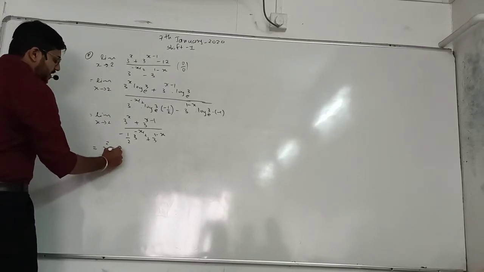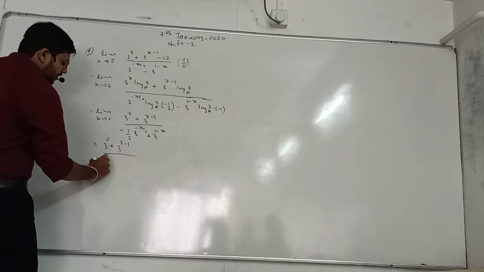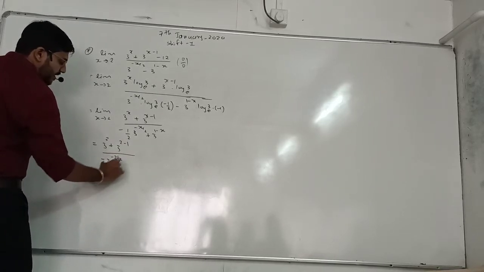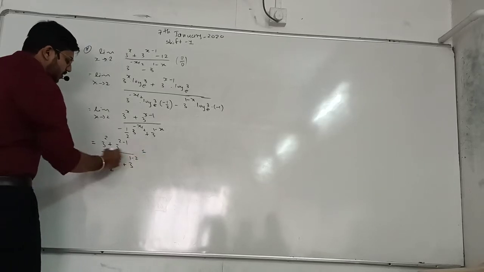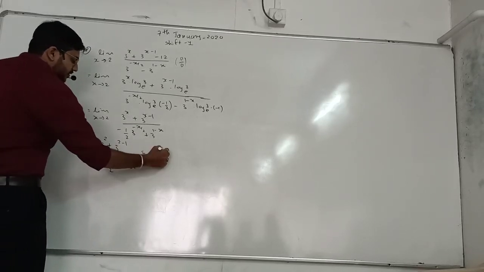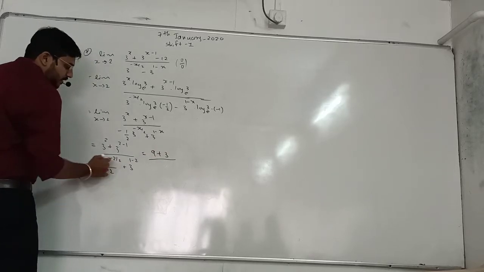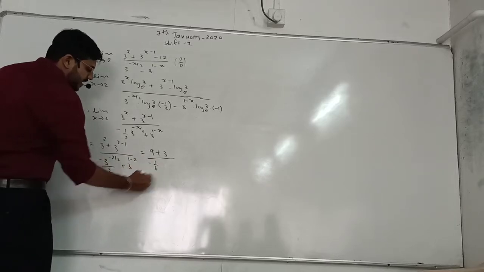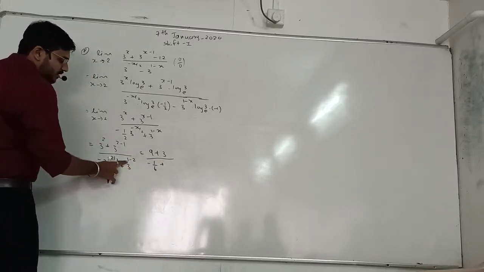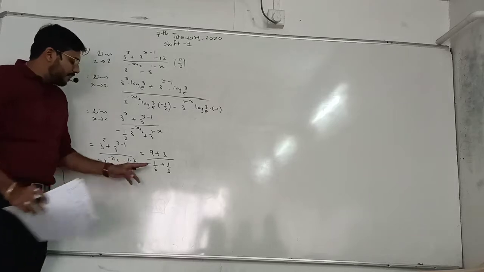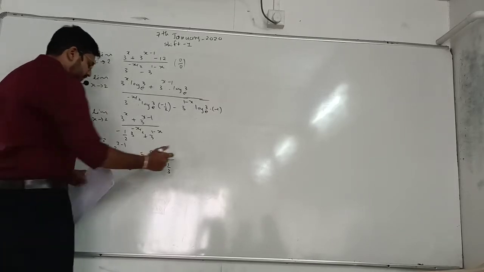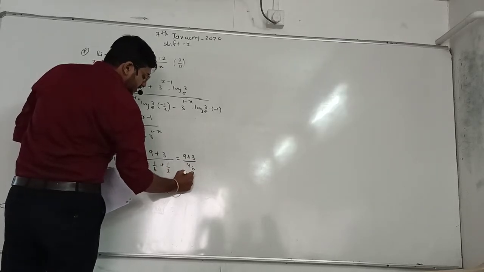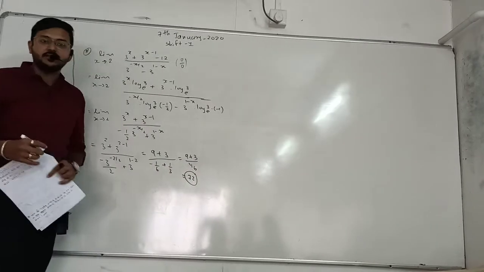So it's 3 square plus 3 raised to 2 minus 1 by minus 3 raised to minus 2 by 2 whole divided by 2 plus 3 raised to 1 minus 2. So it's 9 plus 3 by minus 3 raised to minus 1, that is 1 by 3, so minus 1 by 6 plus 1 by 3. Now minus 1 by 6 plus 1 by 3 is 1 by 6, so 9 plus 3 is 12, 12 into 6, that is 72. That's your answer.